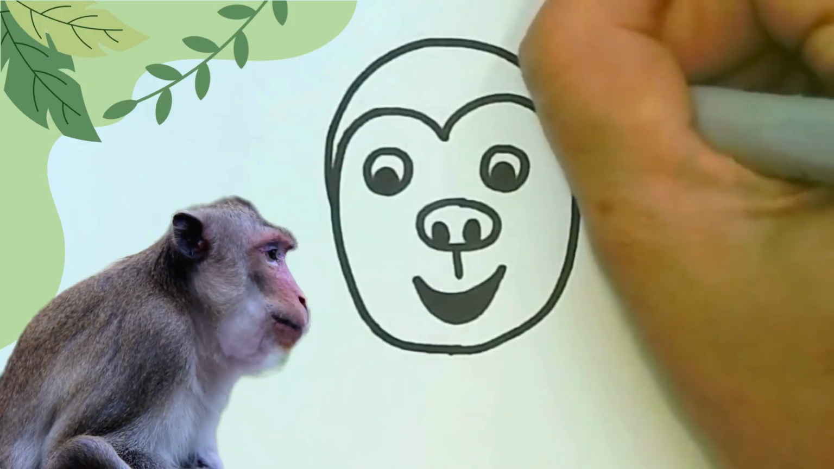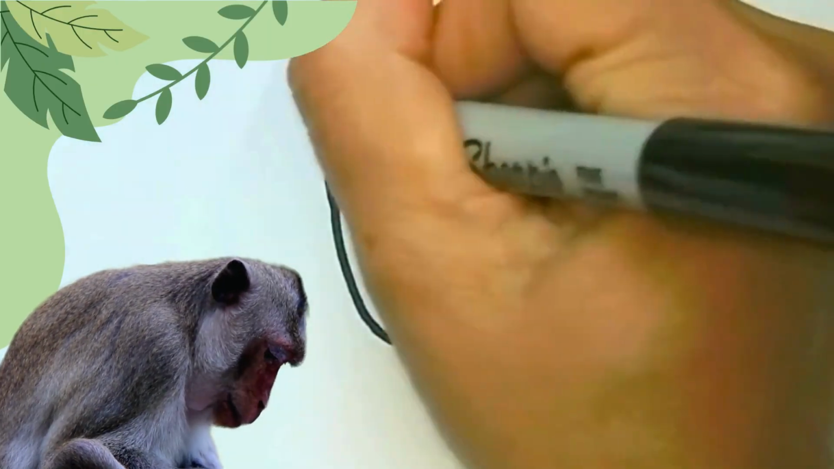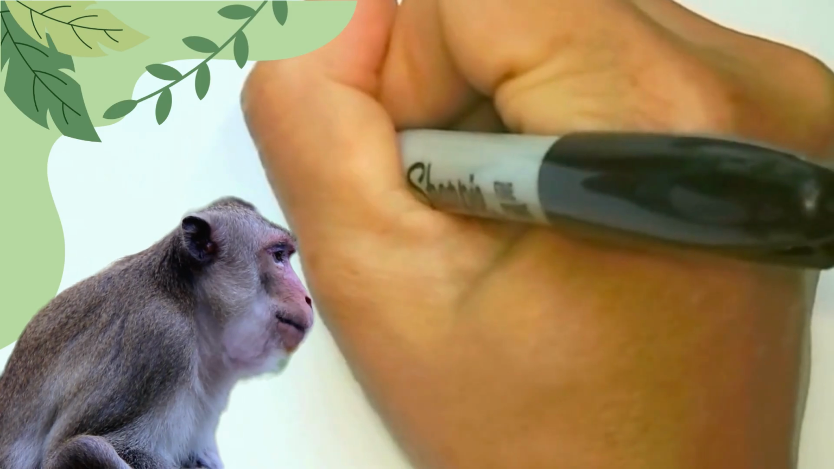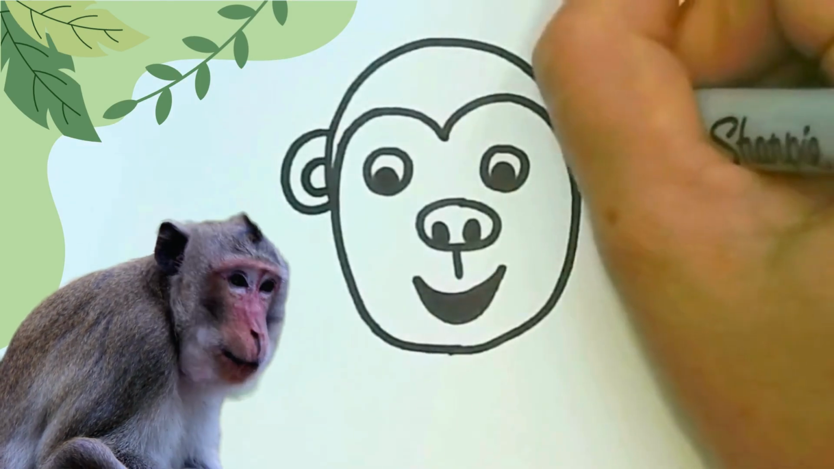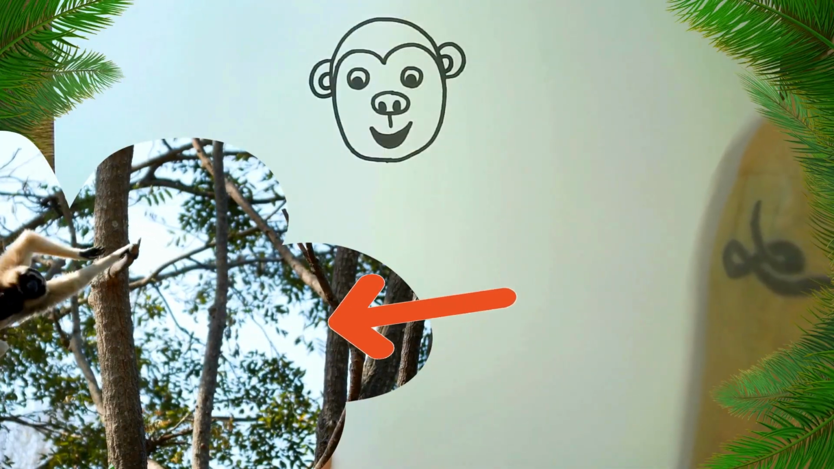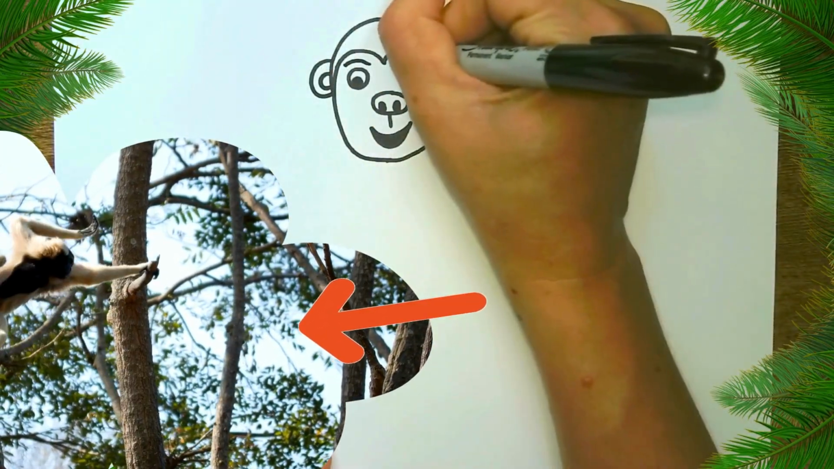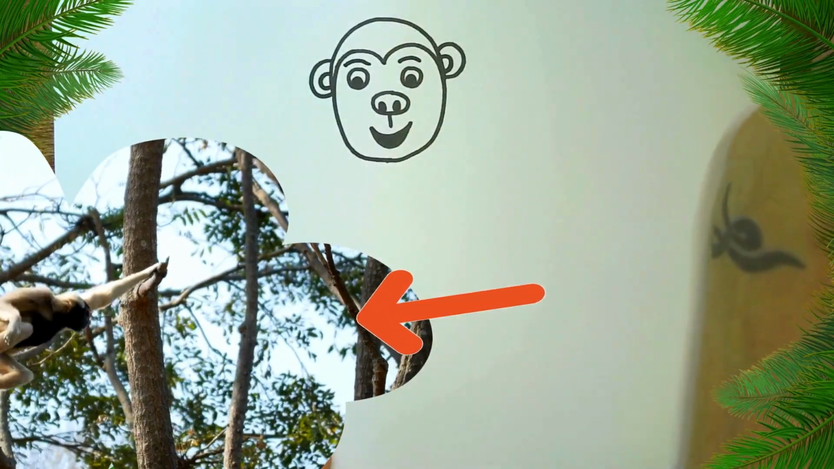Our monkey's going to have little curved ears. 1, 2 little rainbow lines. I'm going to go ahead and add in smaller curves on the inside to give them a little detail. And you know what? Monkeys have really human faces, so I'm going to go ahead and give mine eyebrows. Alright, so now we have our monkey's face.